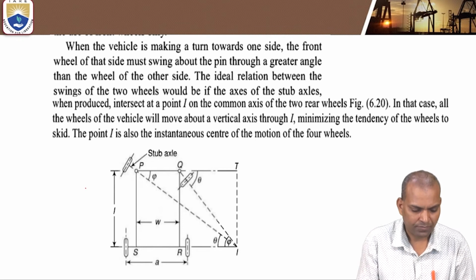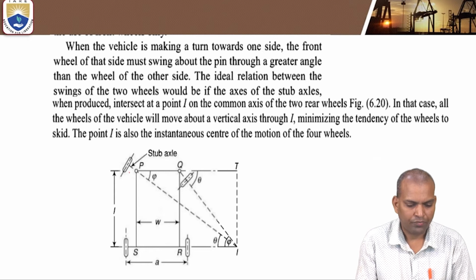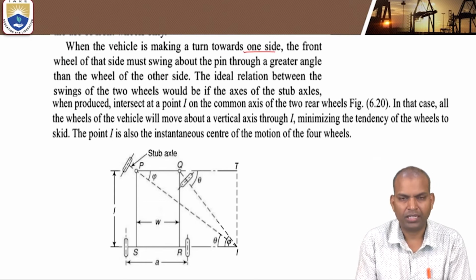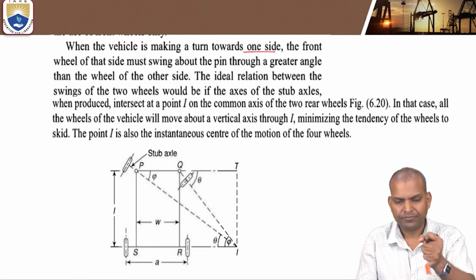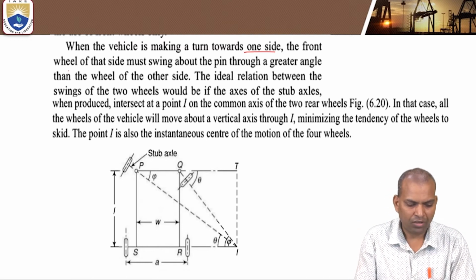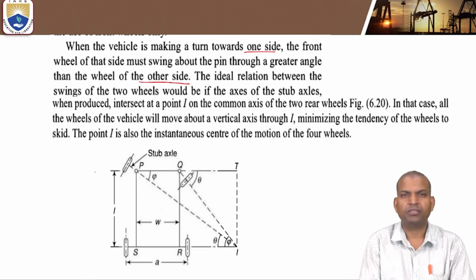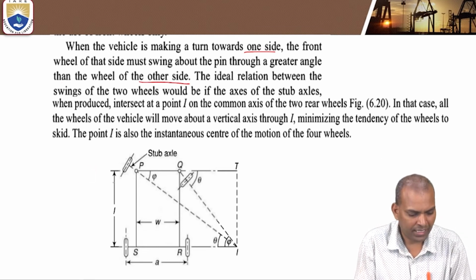We can see in this how the instantaneous center is when it is taking the right turn. Now, when the axle is turning towards one side, that is the right side, the front wheel of that side must swing about the pin through a greater angle than the wheel of the other side. The ideal relation between the swings of the two wheels would be if the axis of the stub axles, this is the stub axle portion.